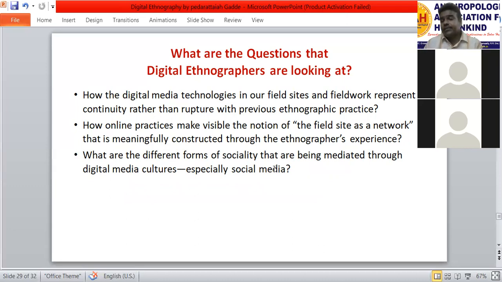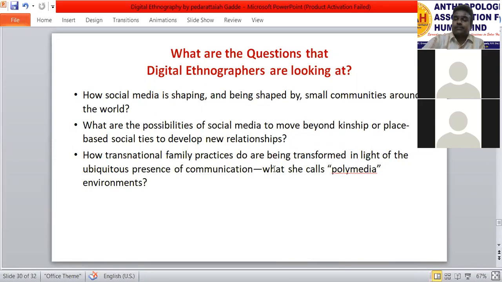Wow. So what are the different forms of sociality that are being mediated through digital media cultures, especially social media? Important question. How social media is shaping and being shaped by small communities around the world? What are the possibilities of social media to move beyond kinship or place-based social ties and relational affinities to develop new relationships on these digital media platforms?